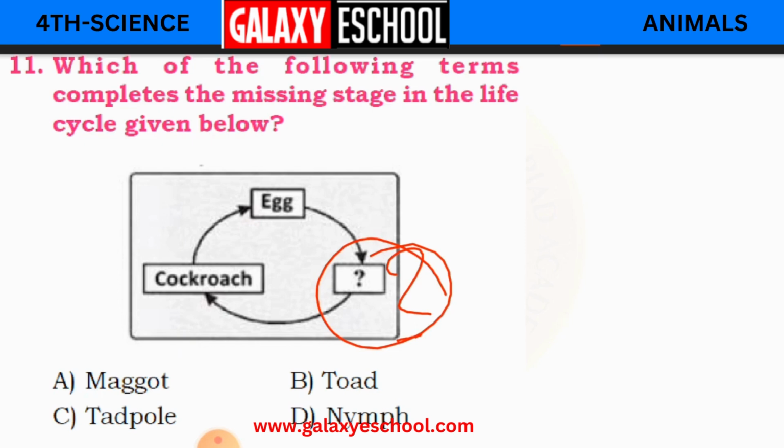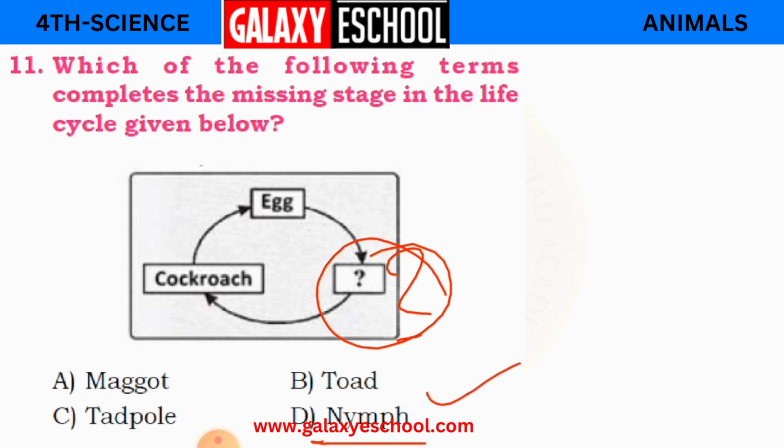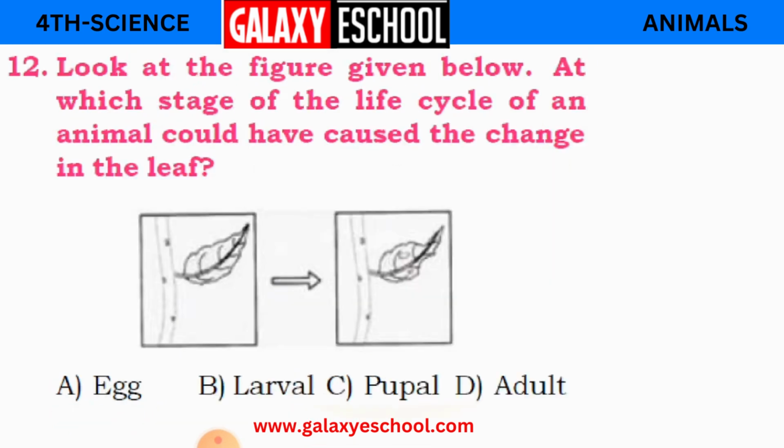Before, I mean the 5th or 6th question only, we have discussed about this, if I am not wrong. Is it maggot, toad, tadpole, or nymph? Okay, the baby cockroach is D, that is nymph. Okay children, so D option is the correct answer. Clear? Now 12th question. Look at the figure below.